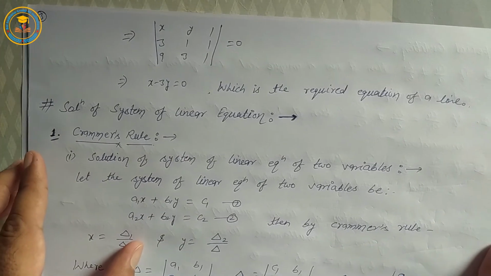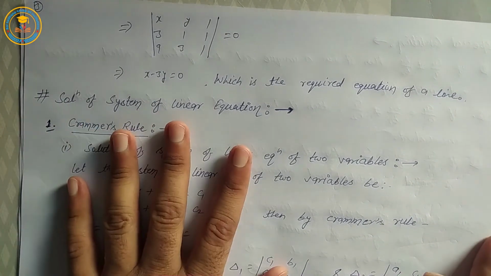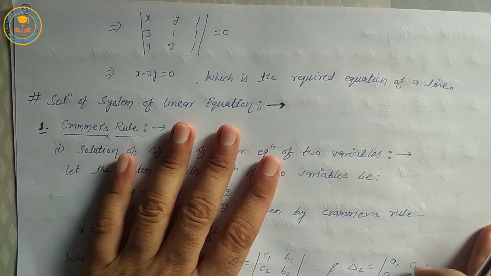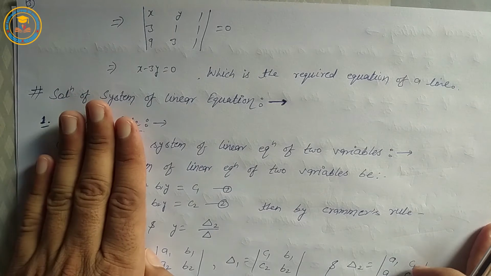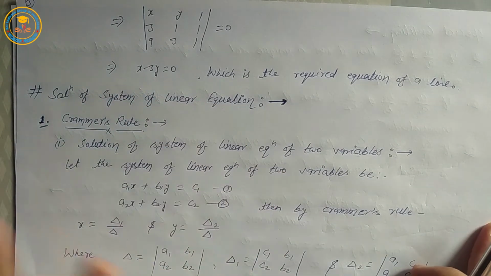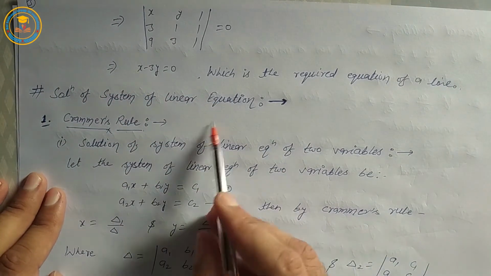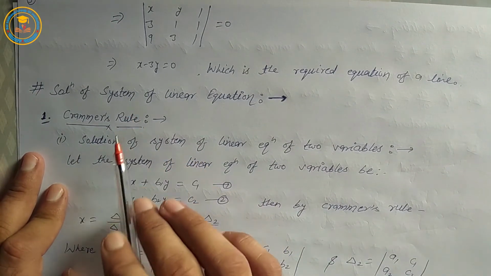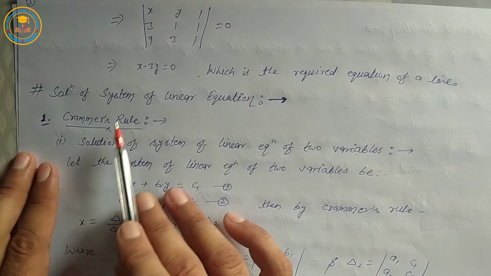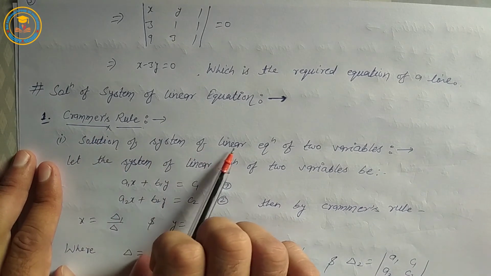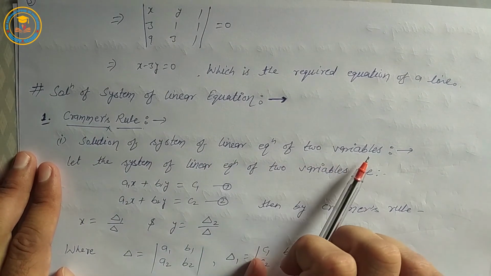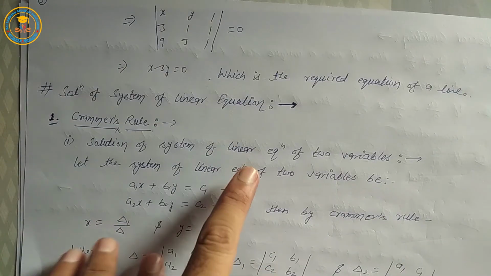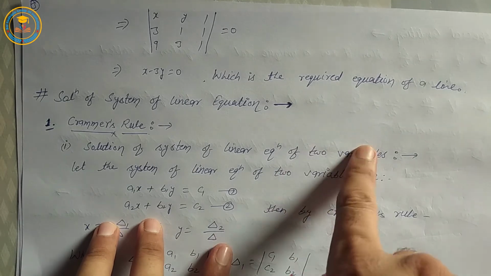Third application complete. Next topic: solution of system of linear equations. First point, Cramer's rule: solution of a system of linear equations of two variables.